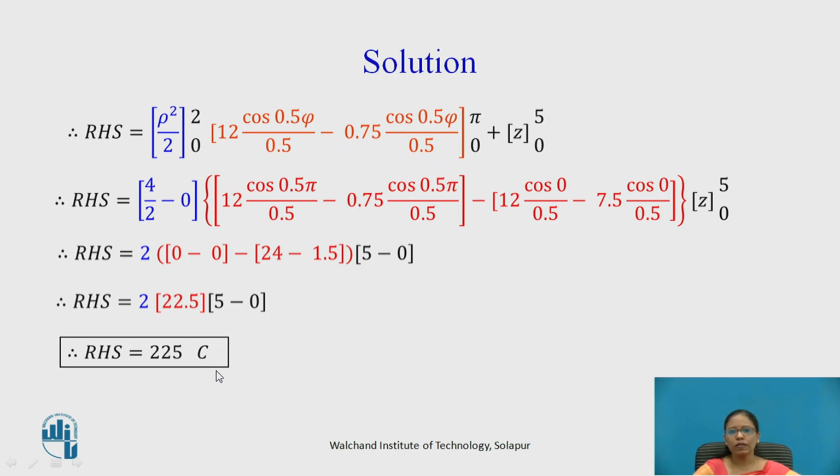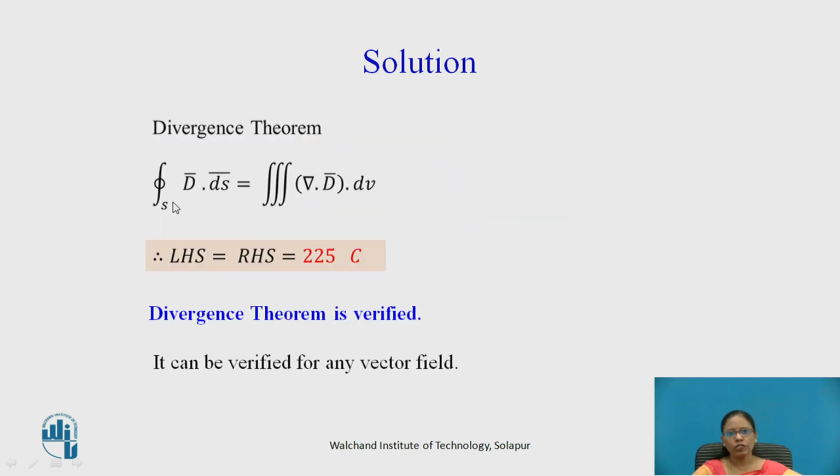As we have seen at the starting, the LHS which I calculated in part 1 is giving the answer as 225 coulomb, and the RHS is also giving the answer as 225 coulomb. This part is calculated in the divergence theorem solution part 1. This we have calculated in this video, divergence theorem solution part 2, and in both the cases you can see the answer is 225 coulomb. So I can say that the divergence theorem is verified. And it is not only true for D bar, but for any vector field, this divergence theorem, that is this equation, is going to be true.